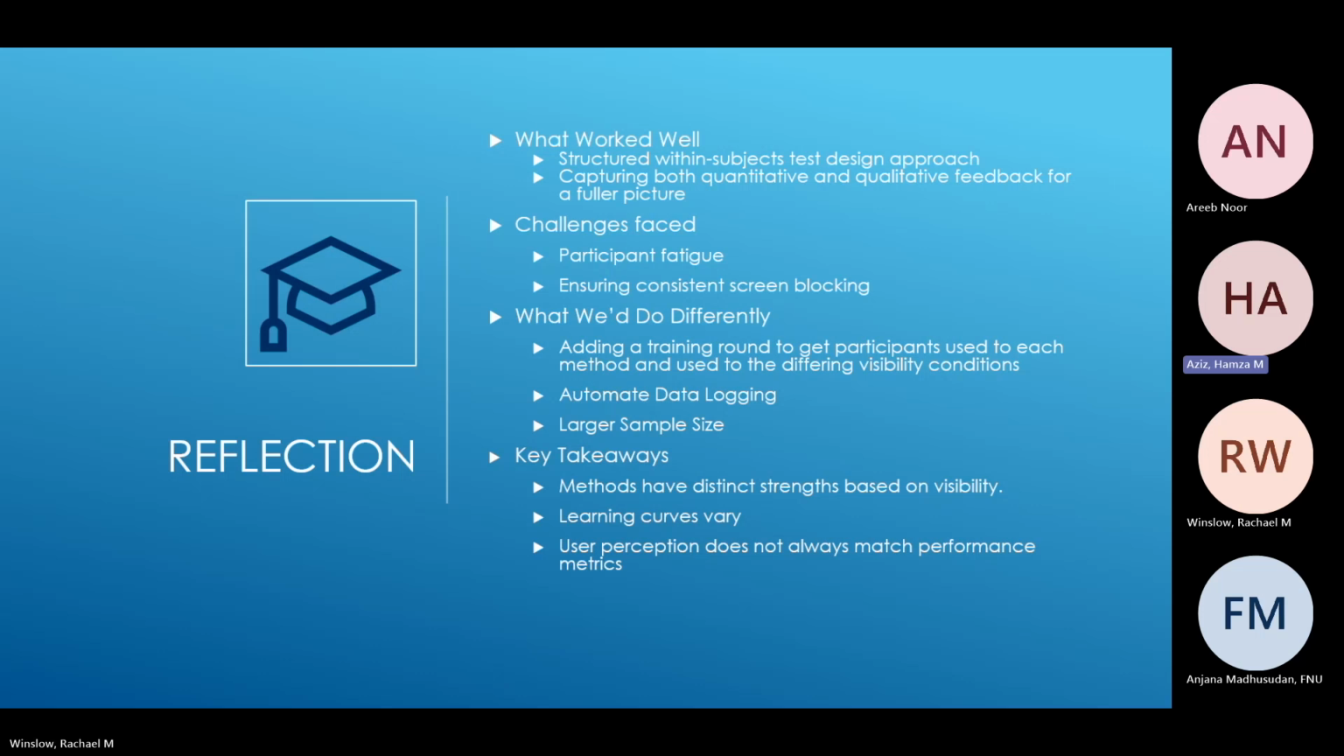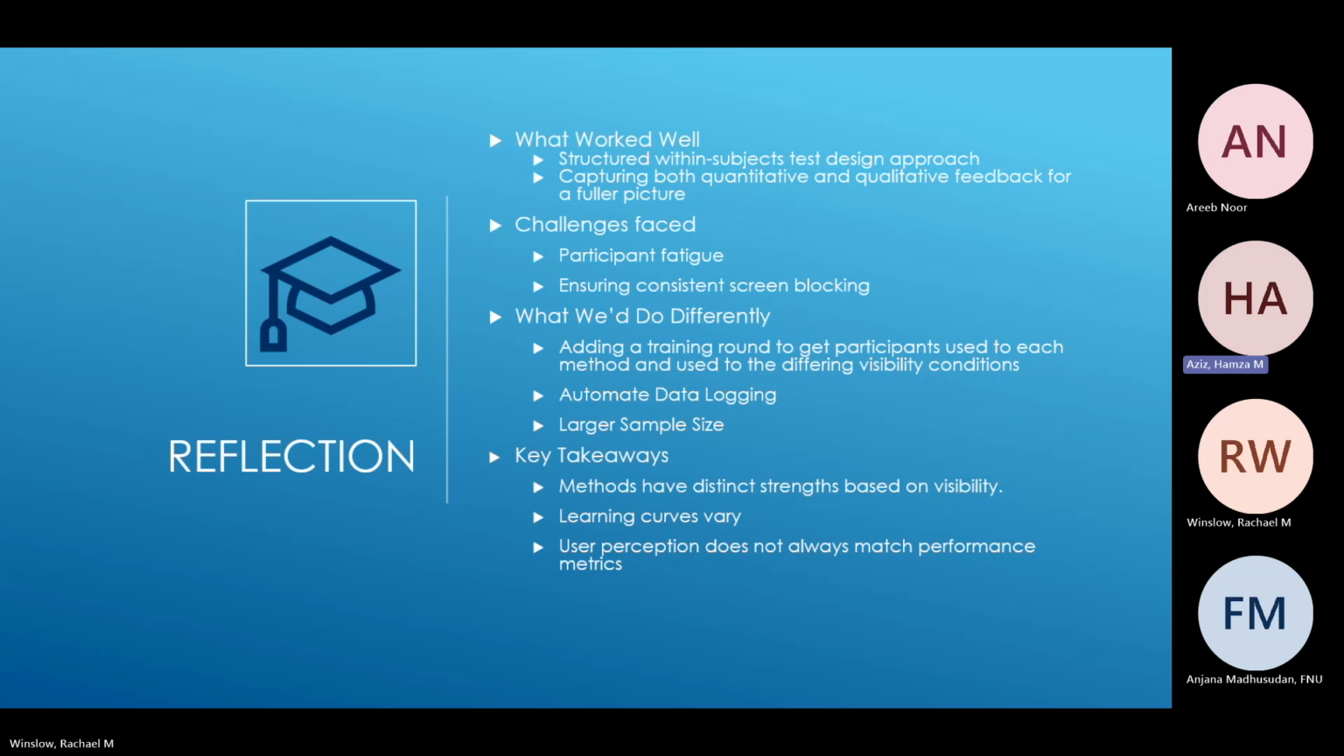Of course, we faced some challenges. Participant fatigue was a real issue. 18 test sets per person is a lot, even with breaks. And it was surprisingly tricky to consistently block parts of the screen across participants, especially in limited vision conditions. Looking back, there are a few things we'd do differently next time. Automating data collection would save time and reduce human error during analysis. We'd also aim for a larger and more diverse sample size to improve generalizability.